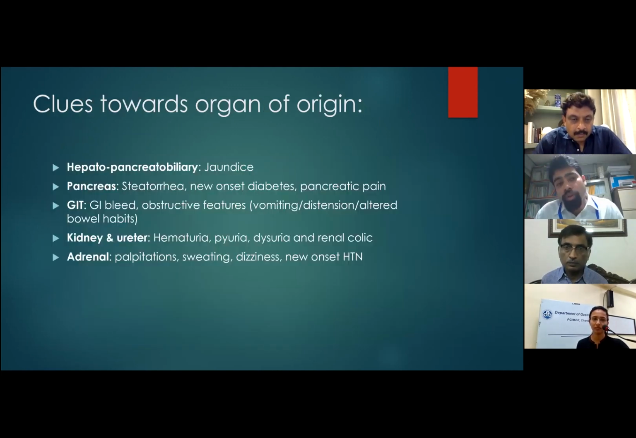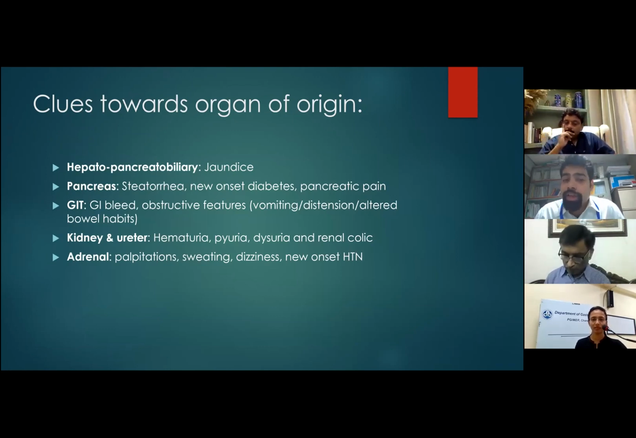Then you need to look at the clues towards the organ of origin in the history. Presence of jaundice would point towards a hepatopancreatobiliary source. Steatorrhea, new onset diabetes, and typical pancreatic pain point towards a pancreatic origin. If you are having symptoms of GI bleed or obstructive features, then you can think of a luminal etiology.